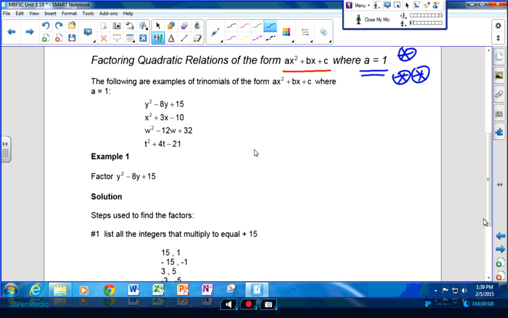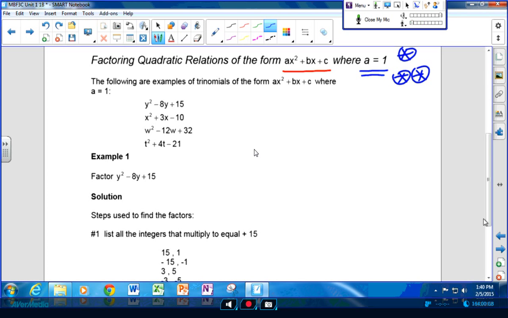Okay, now they show a list here in the example. It has y squared minus 8y plus 15. That means that our a value is 1. Okay, we just don't write 1y squared. It's just a waste of time to write that. We'd be writing 1s all over the place. Okay, and the second is x squared plus 3x minus 10. Again, our a value is 1. Now, it doesn't mean we can't use this technique when a is not 1. It's just that we have to make one more step.